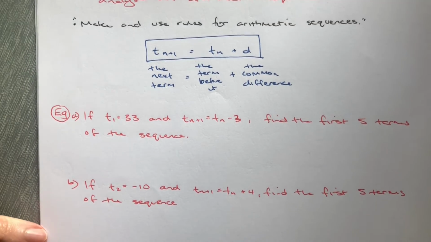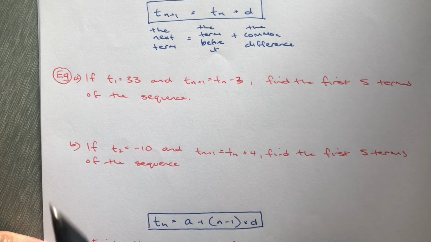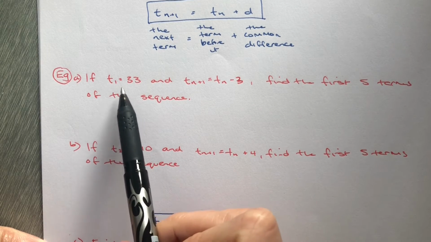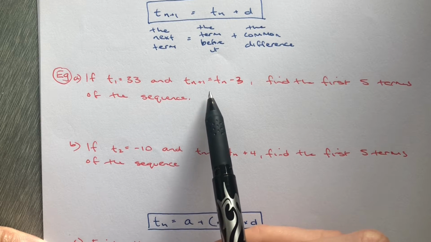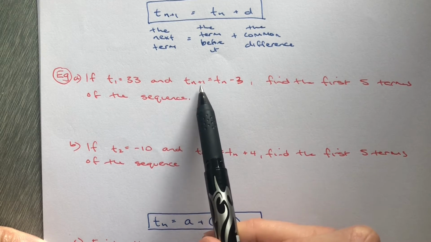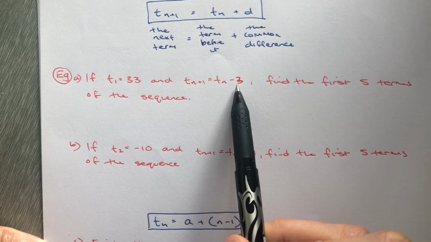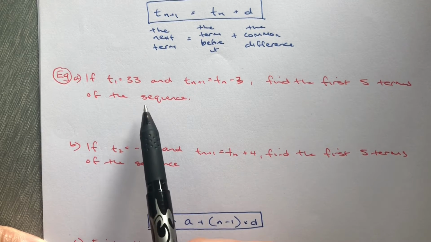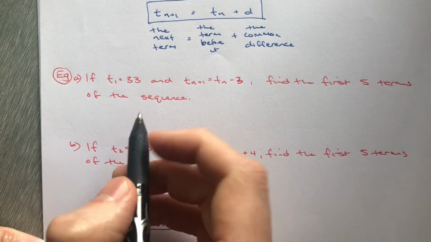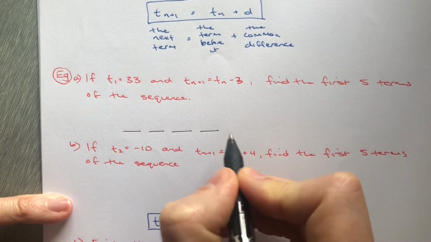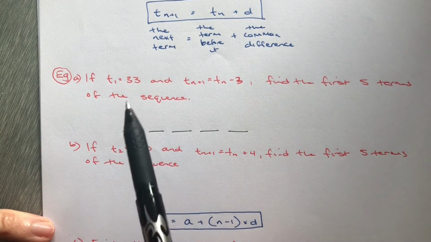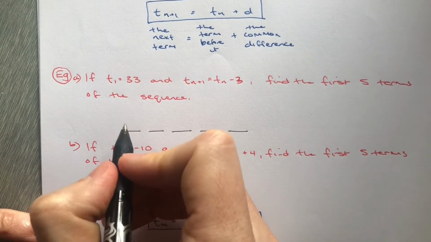All right, let's look at the first example that I've got here. It's telling us that the first term's 33. So if t1 equals 33 and we've got a recurrence relation here, the next term is equal to the term before it minus 3, find the first 5 terms of the sequence. What I might do here is just put 5 little lines that we can fill in for our sequence. It's told us that the first term's 33. We can fill that in.